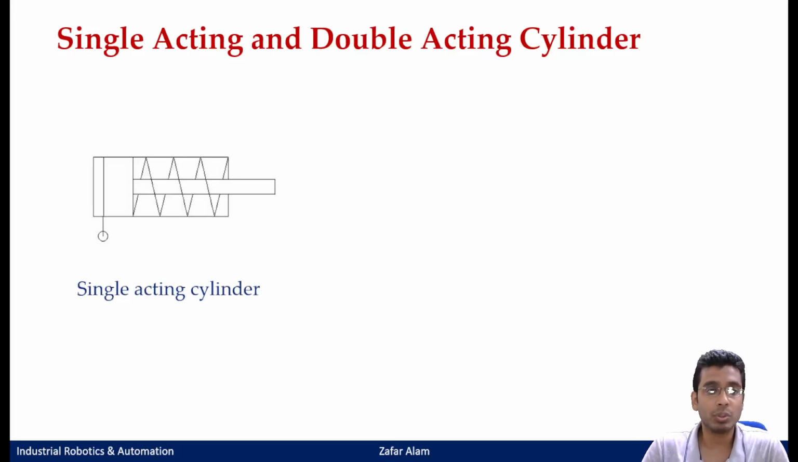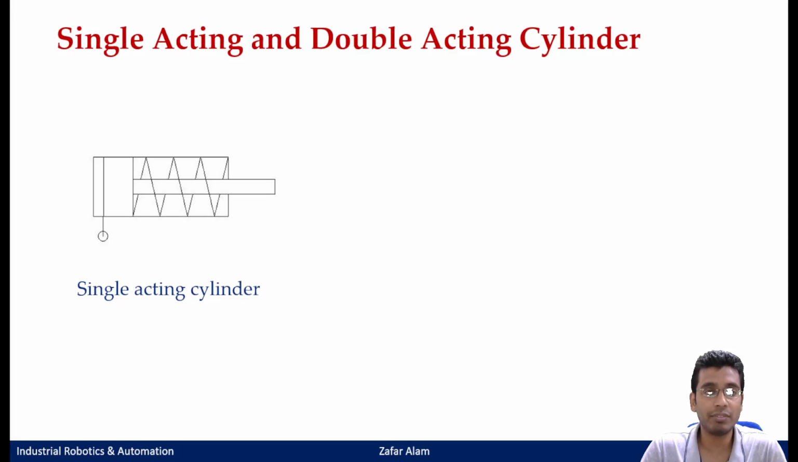Okay, so the picture to the left of your screen denotes your symbolic representation for your single acting cylinder. Why is it called single acting cylinder? It is because you have one port that acts as a pressurized inlet port, and your cylinder extends due to this pressurized inlet port. The retraction is through your spring. So you do not have to have any other pressurized port from the other sides. That same port acts as your pressurized port during the extension, and it acts as a drain port when the cylinder retracts.